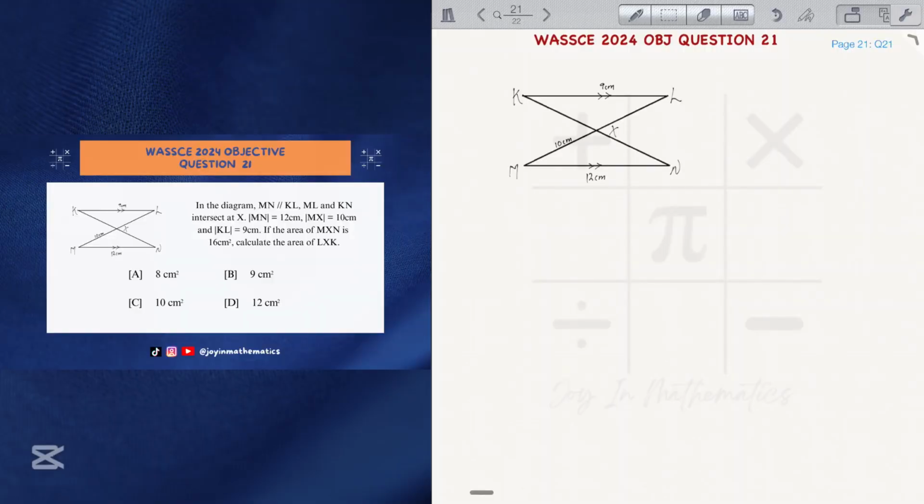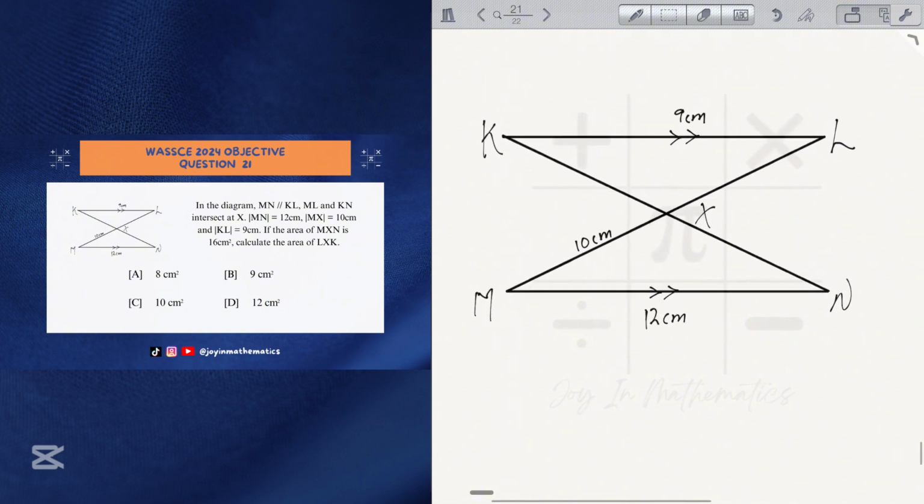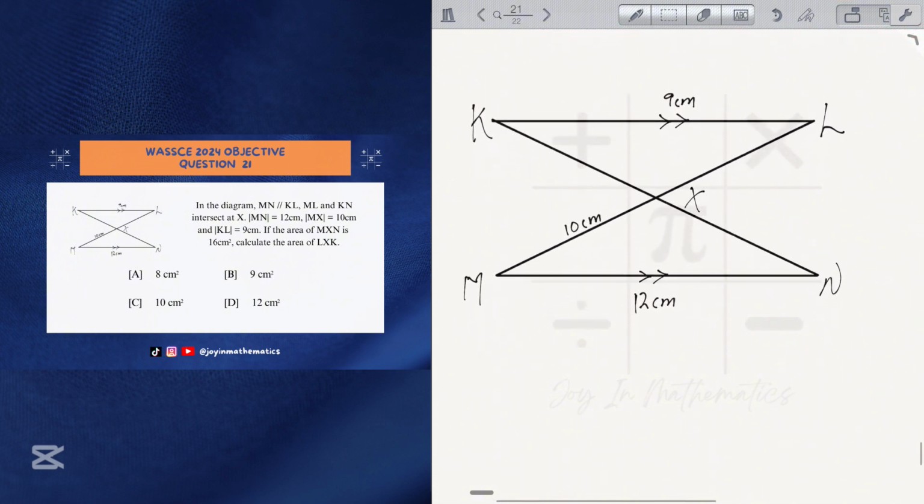WAEC 2024 Objective Question 21. Now we are given a diagram, and in the question, we have that MN is parallel to KL.